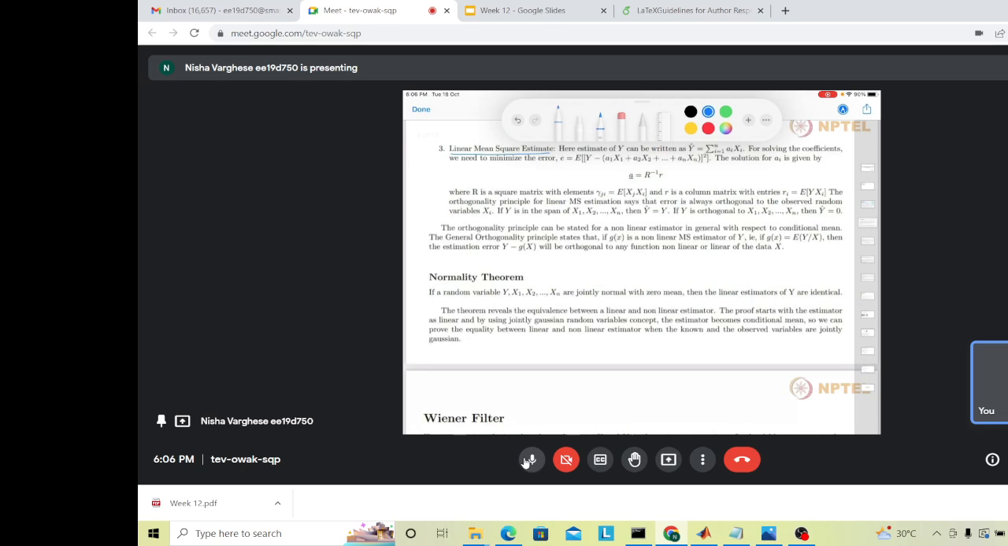Then the special case of nonlinear estimators is the linear mean square estimator. Here we are taking the case of a linear estimator, not a function of x but a sum of weighted values of x. In that case the solution for the a_i can be written like this. We want to find the estimate of y, so we want to find the a_i. We can find a_i as R inverse r, where R is a square matrix of elements like this and small r is a column matrix.